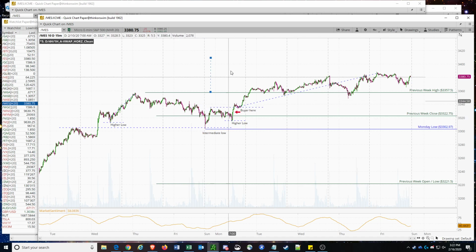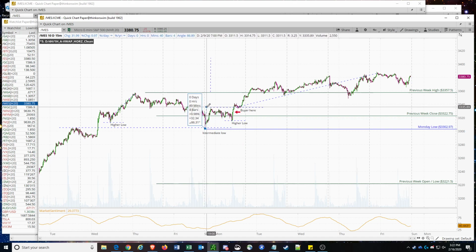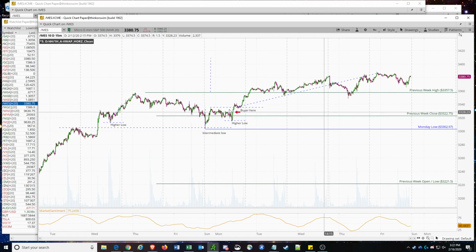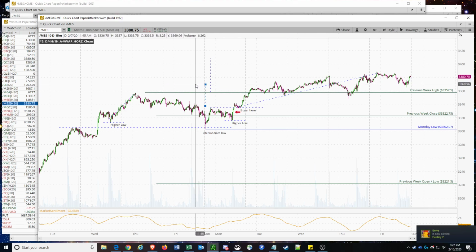Maybe the pivot is here, from this low to this pivot, and twice the distance from there. So you made out alright. And if you put a profit target right up about here, it looks pretty darn good.